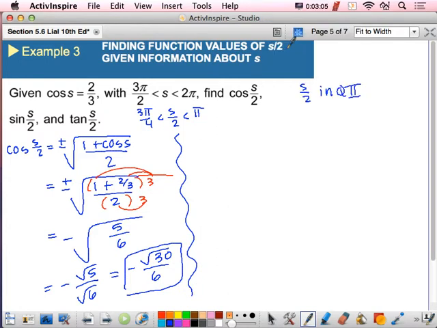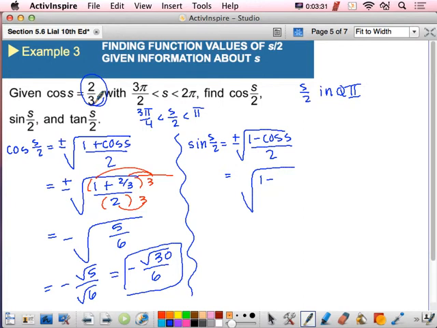For the second part, we are asked to find the sine of half of S. It's very similar to finding the cosine. It's plus or minus, and the only difference is that instead of 1 plus the cosine of whole S, it's 1 minus the cosine of whole S, all over 2. We're still in quadrant 2, and in quadrant 2, sine is positive. So really we have positive square root of 1 minus the cosine of whole S, which is 2/3, all over 2.